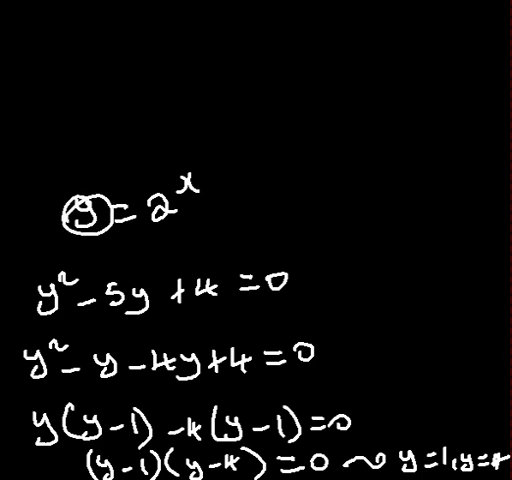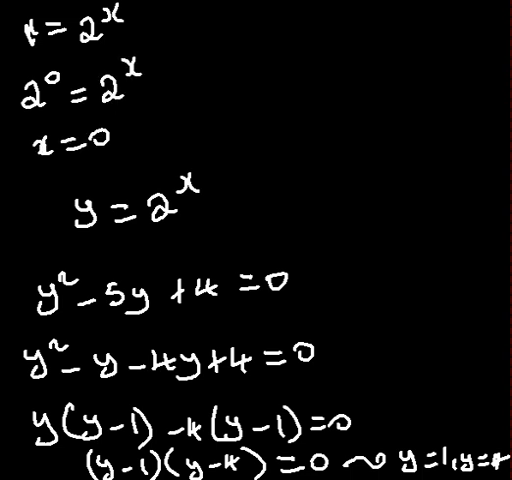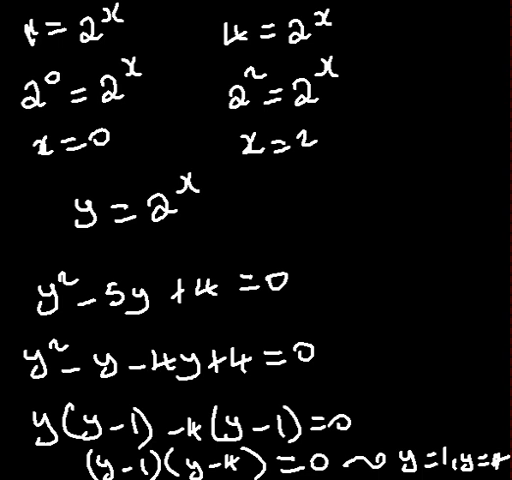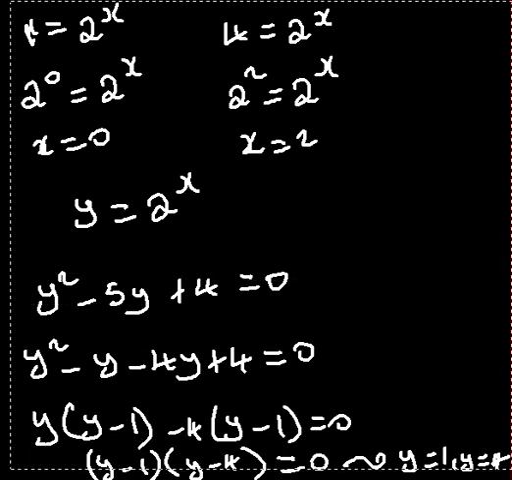Then we'll substitute back here for x. So we have 1 is equal to 2 to the power x. At this point we'll express 1 in base 2, which is given as 2 to the power 0, which is equal to 2 to the power x. So in this case x will be 0. And also for y as 4, we have 4 is equal to 2 to the power x, and 4 can be expressed in base 2 as 2 to the power 2, which is 2 to the power x. So at this point x will be 2. Those are the solutions for x. We have x as 0 and also x as 2.